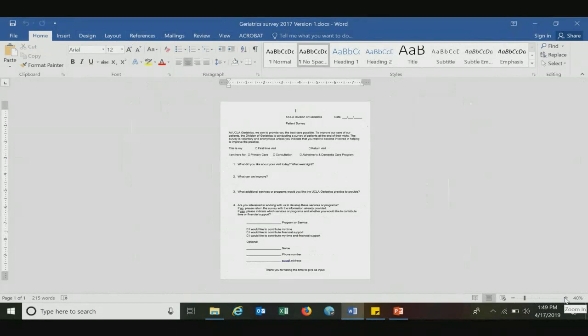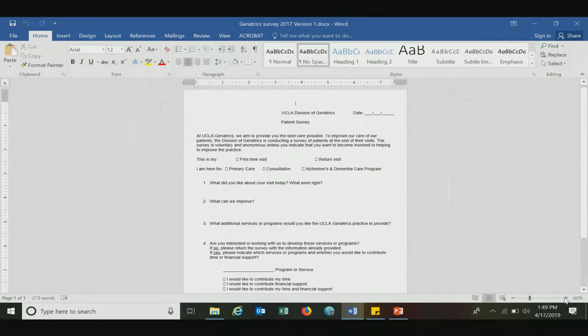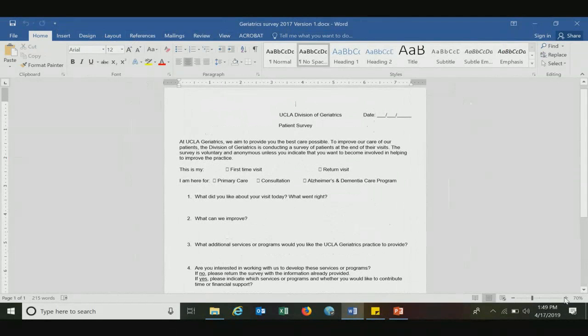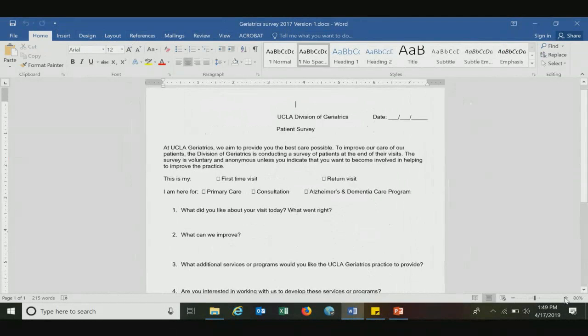Okay, but what would be some things that you think are issues here? Font's too small. Exactly, font's too small. You've got to have 14 at least. What about those check boxes? They're pretty hard to see, right? And if someone put an X here, would you think it was for return visit or was it for Alzheimer's? They're all jammed up together. And you're asking people to read all the way across.